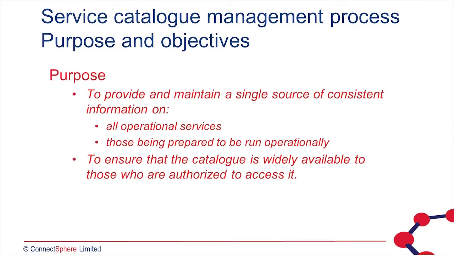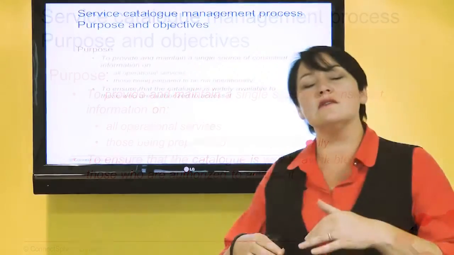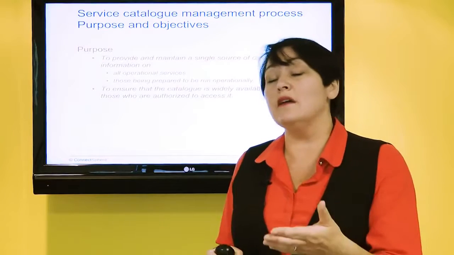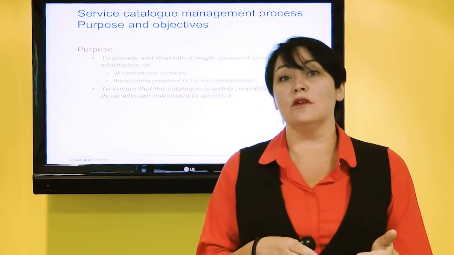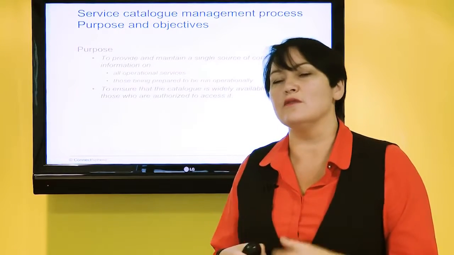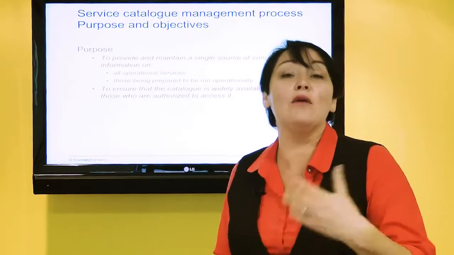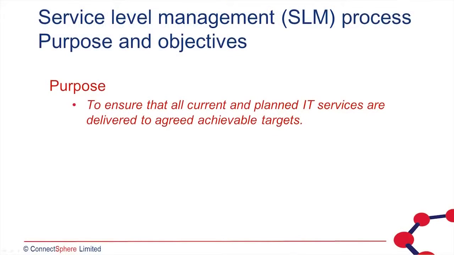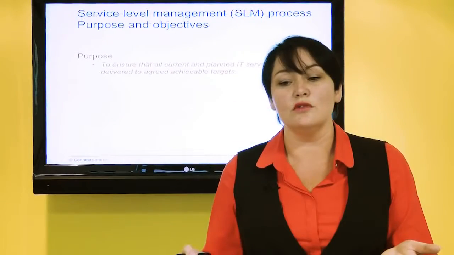It's a very simple catalogue that just demonstrates exactly what services we provide, how to obtain those services, and who should be using those services. But it's listed in terms of value to the business. What do these services do, and how do the business use them? And then, of course, what we have to do is set service level targets for our services. What is it that our services need to achieve in order to ensure that they are valuable to the business?